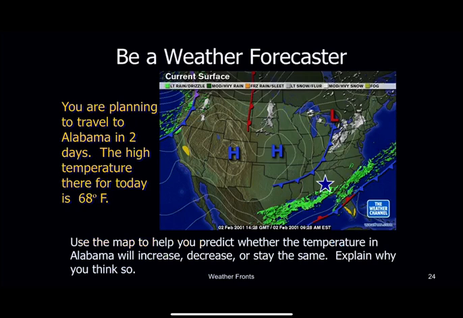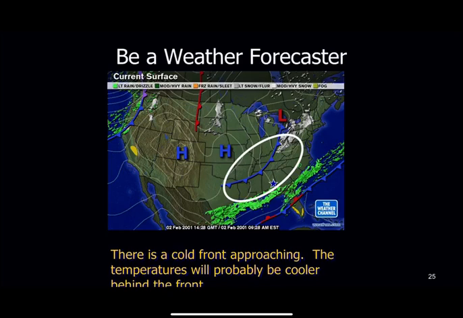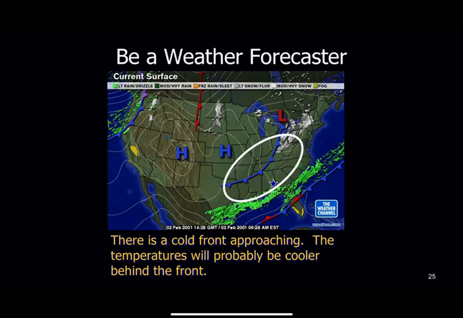Take a moment to notice the cold air mass, the cold front moving towards Alabama. What does this mean for Alabama? There is a cold front approaching. The temperatures will probably be colder once the cold front has overtaken the city and the state.